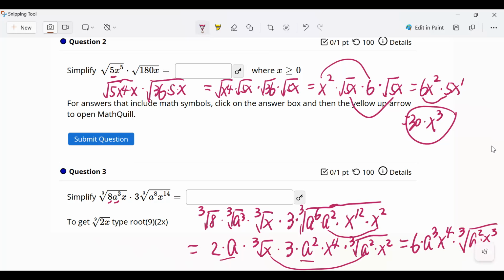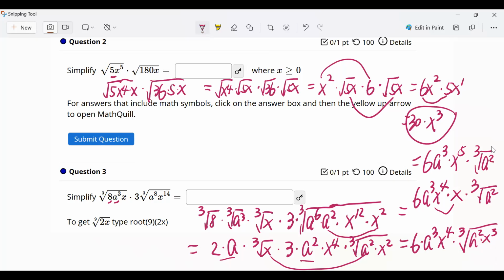So now this is not done yet, right? We still got to simplify a little bit more. The cubic root of x cubed is x. So you get 6a cubed x to the 4th times x times cubic root of a squared. And multiply x to the 4th and x to the 5th. That would be 6a cubed x to the 5th and cubic root of a squared. That's the final answer. Any question about this?